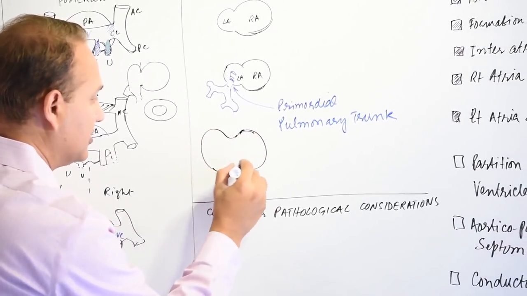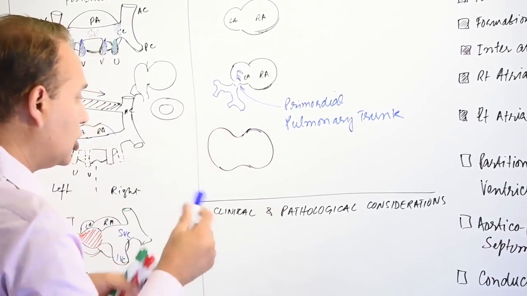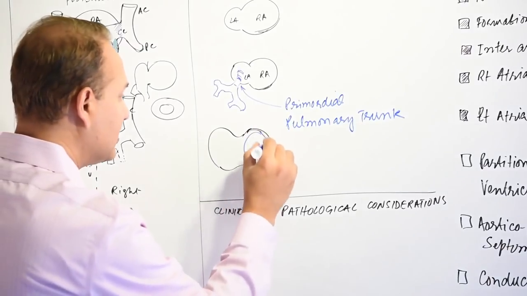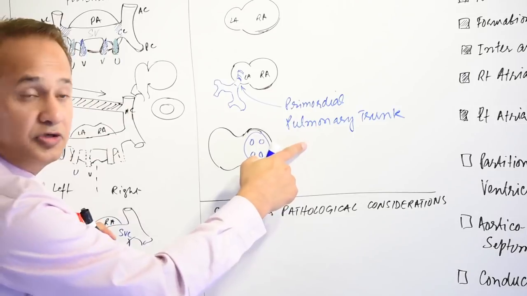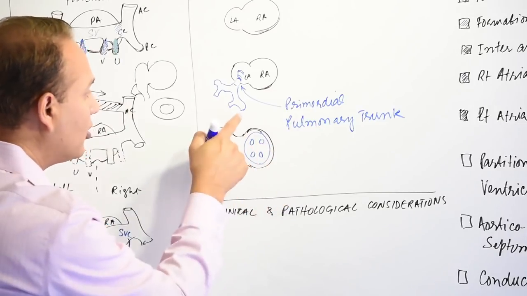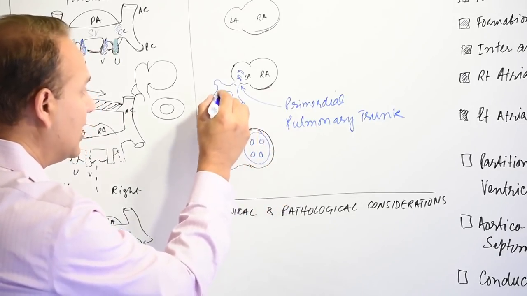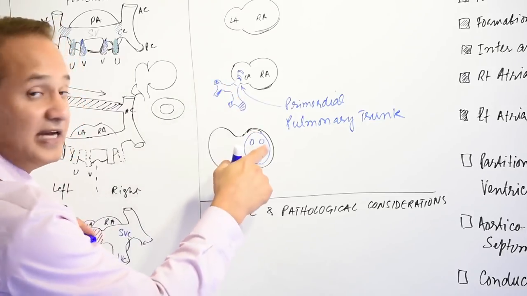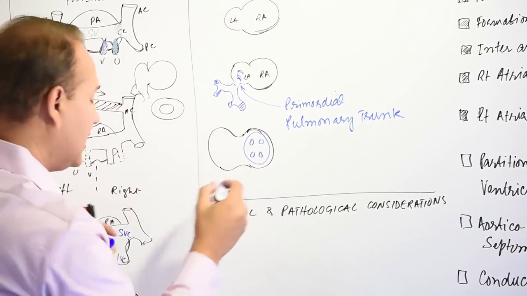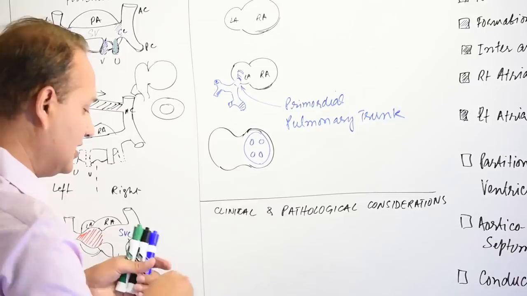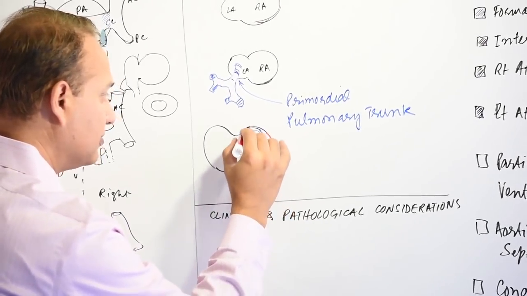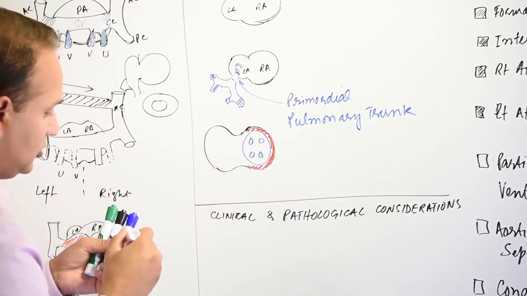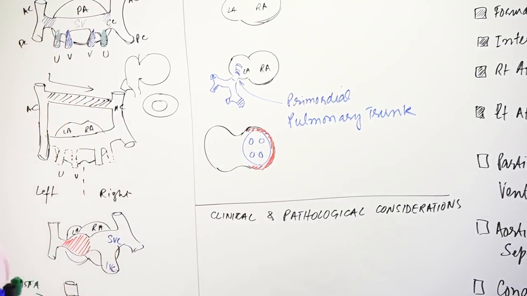So at the end of the day, this is the left atrium, this is the right atrium. A big piece of the left atrium is made by the absorption of the primordial pulmonary trunk, and these four branches have now opened directly into the left atrium. All the trabeculated part and the auricle of the left atrium will be contributed by the primordial atrium. So that is the development of the left atrium.